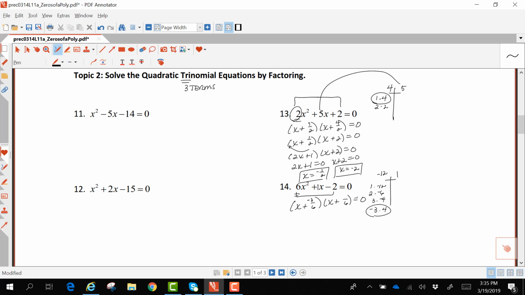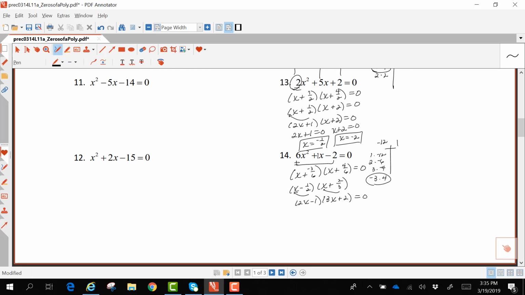I place the negative 3 over a 6 and a 4 over the 6. I now reduce or simplify these two fractions and then push the denominator up in front of the x, resulting in a 2x minus 1 times a 3x plus 2. Now that it is factored, I set each factor equal to 0, resulting in my solutions of a 1/2 and a negative 2/3.